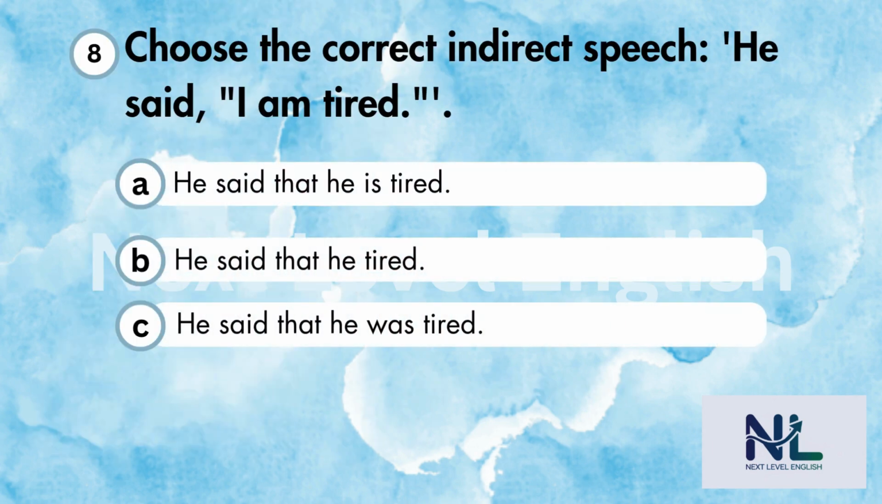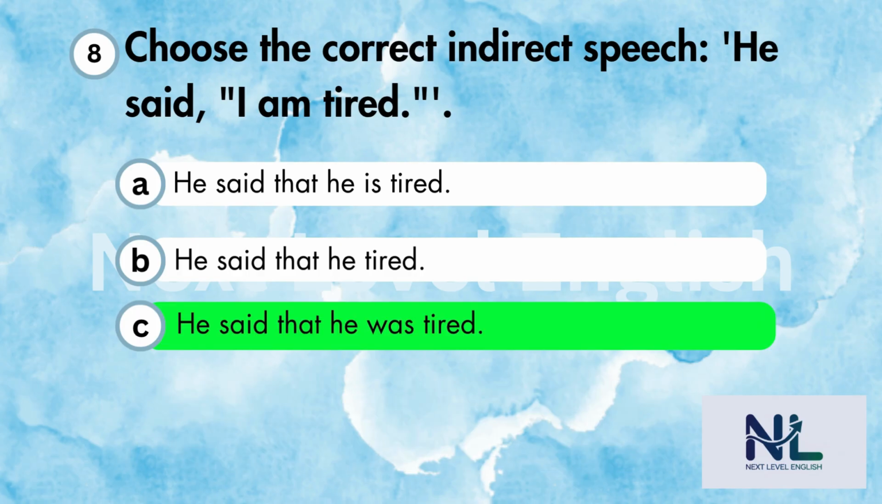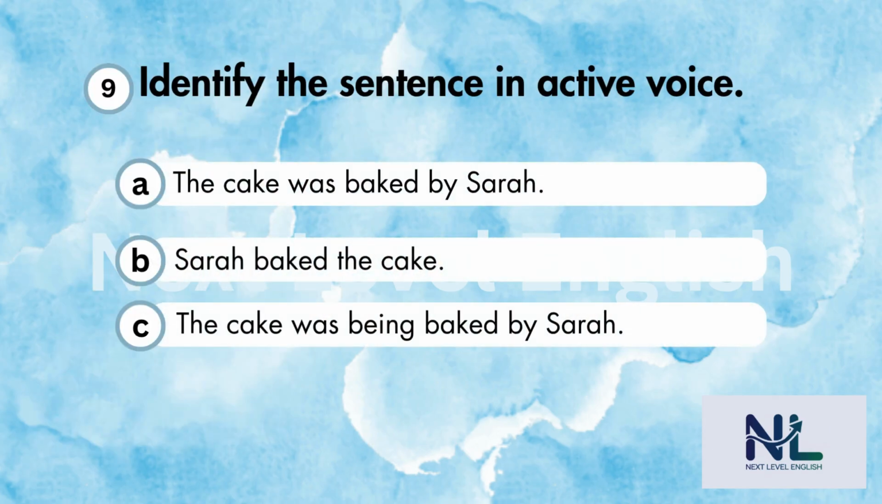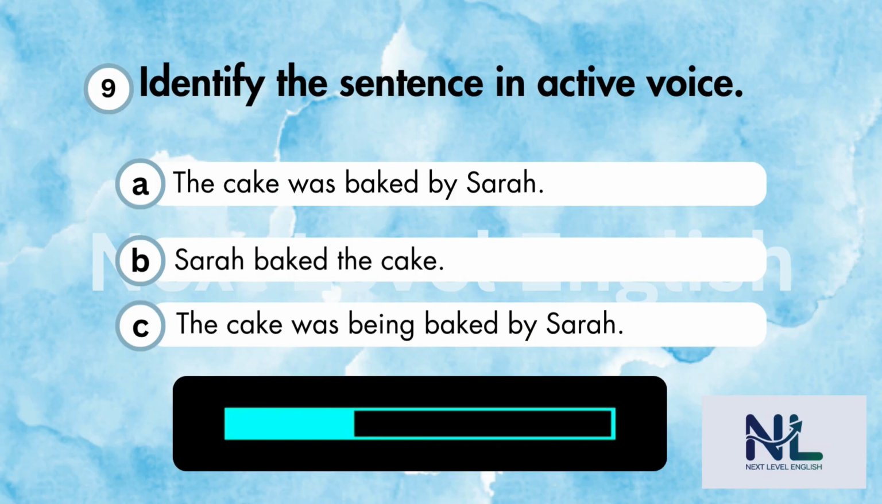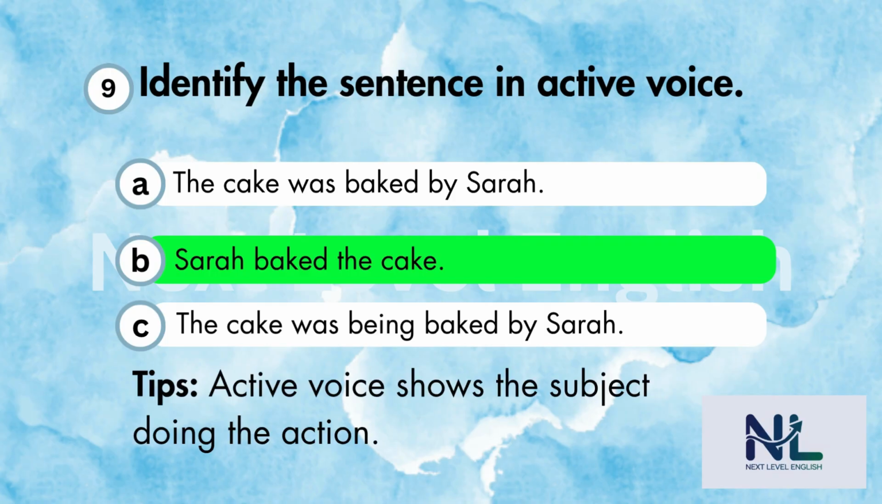8. Choose the correct indirect speech. He said, I am tired. He said that he was tired. Tips: transform direct speech into reported speech. 9. Identify the sentence in active voice. Sarah baked the cake. Tips: active voice shows the subject doing the action.